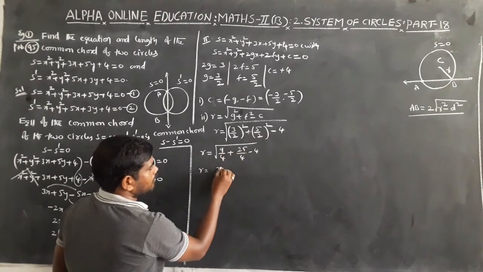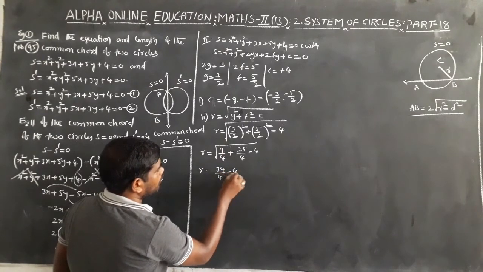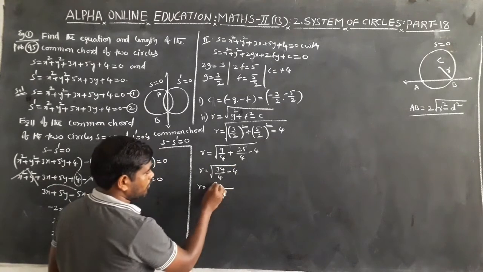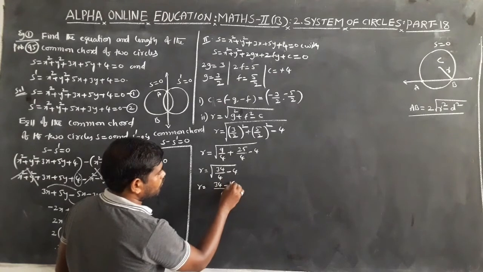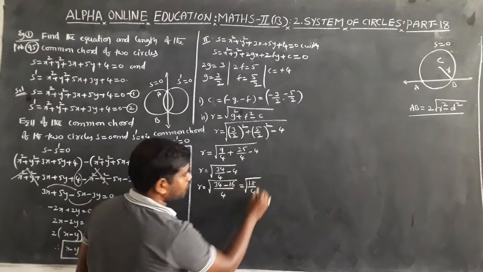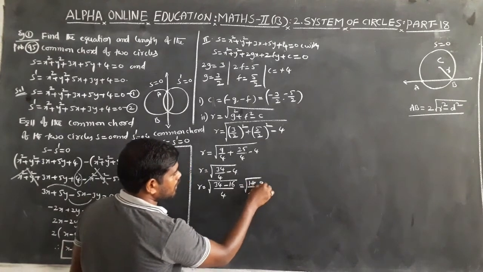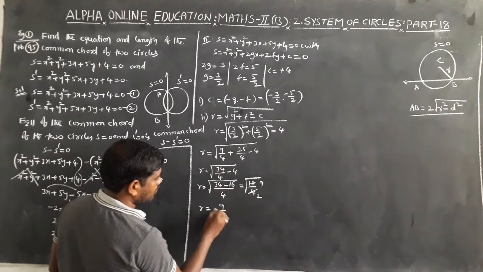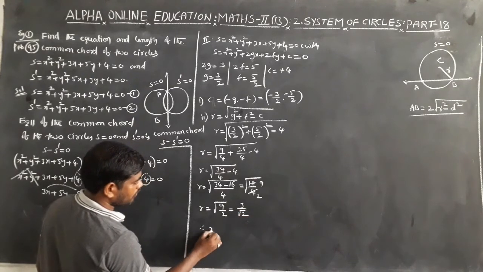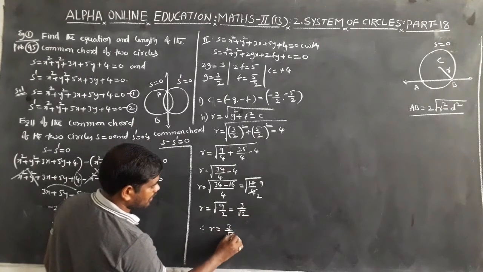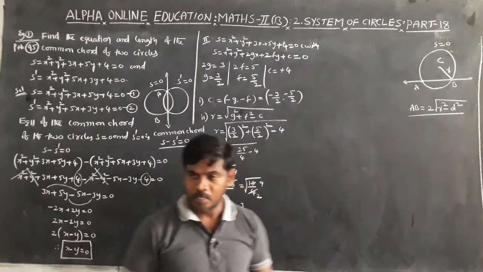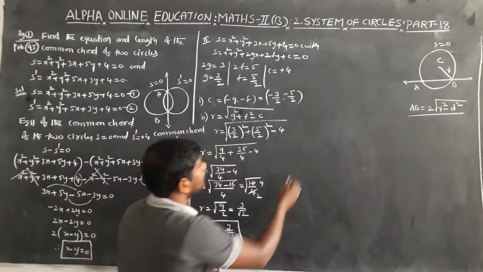9 plus 25 is 34, so 34 by 4 minus 4, under root. R is equal to, here LCM is 4: 34 minus 4 fours are 16, 34 minus 16 is 18 by 4. 2 twos are 2, 2 nines are 18, so 9 by 2. R is equal to root of 9 by 2. Root 9 means 3 by root 2. Therefore, the radius of the circle R is equal to 3 by root 2.